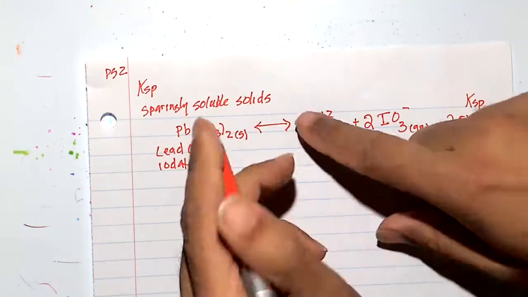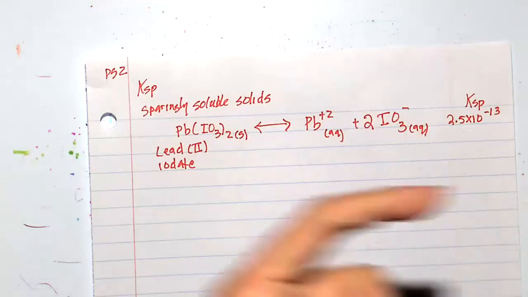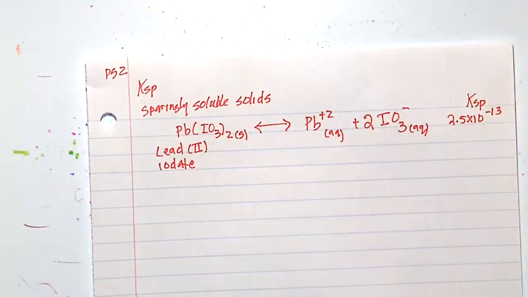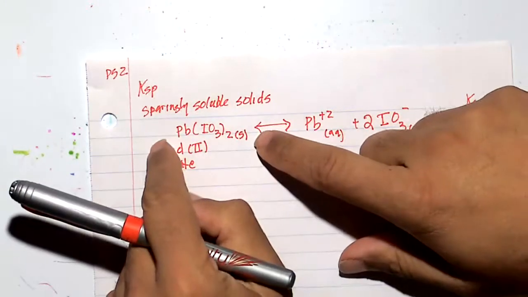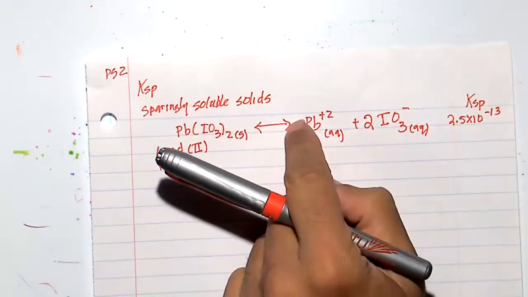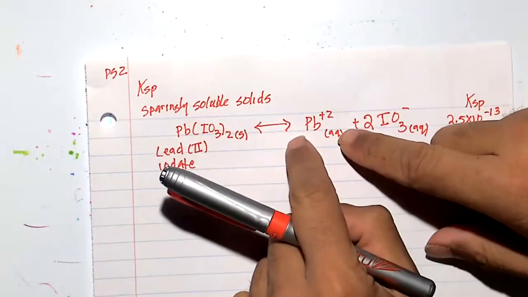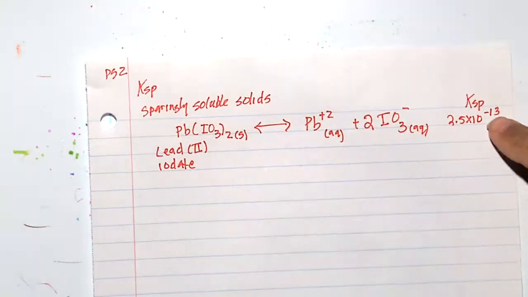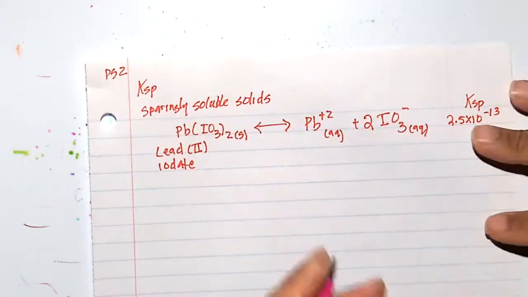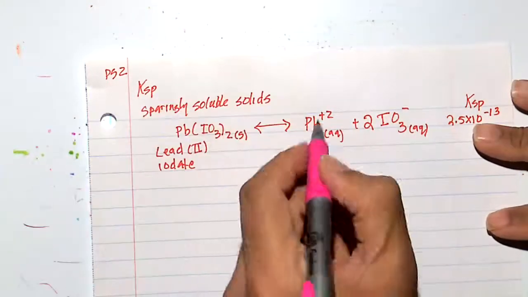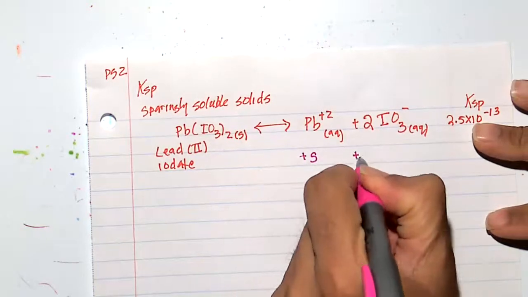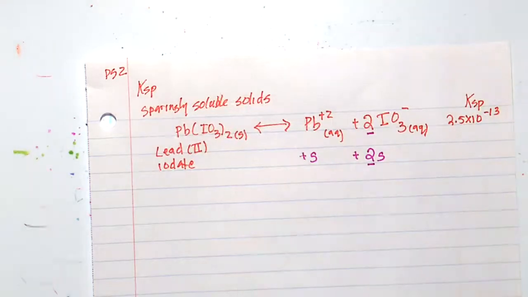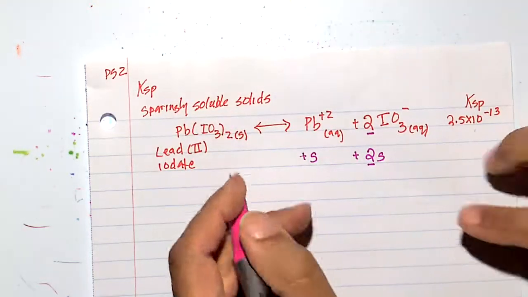How does this work? It's an ice table, because we have that back and forth arrow. Some of that solid is going to give away its ions to water. This is not 100% a solid, but some portion of it will go back into lead plus 2 dissolved in water and IO3 minus dissolved in water based on this Ksp. So in order to do that, we do our ice table. This is going to be plus S, and this will be plus 2S. A lot of people forget that, so don't forget this is plus 2S.